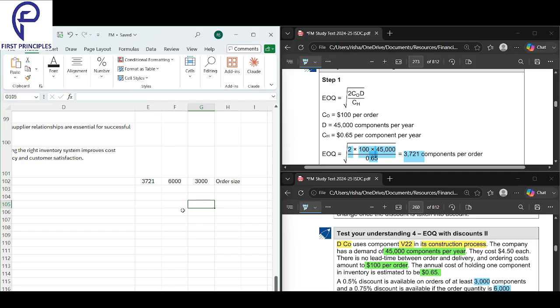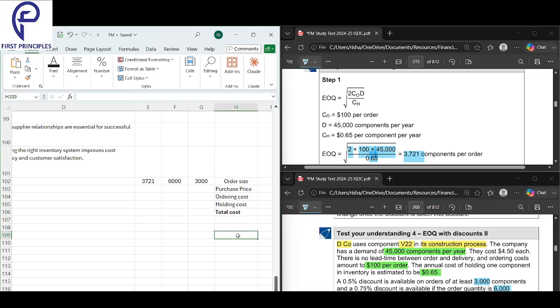3,000, 6,000 and 3,721. Three options we have. Now we will look into three costs. Purchase price: in each case, what is the purchase price? In each case, what is the total ordering cost? In each case, what is the total holding cost? In each case, what is the total cost? That's it. And whichever total cost is lowest, we will go for that.